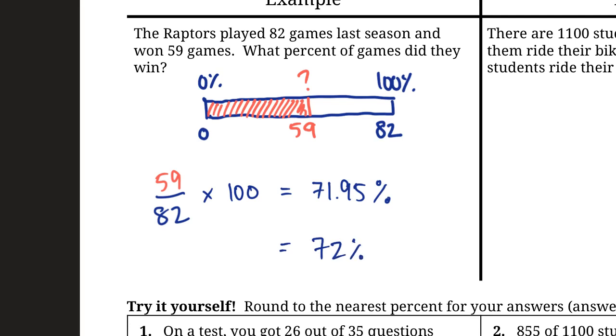So again, what that means is the Raptors won 72% of the games, right? So that makes sense because we said it's going to be maybe around 50, but a little bit more, right? 59 is a little bit more than half of 82, so it makes sense that it's in that ballpark. So that makes sense. That is the correct answer.